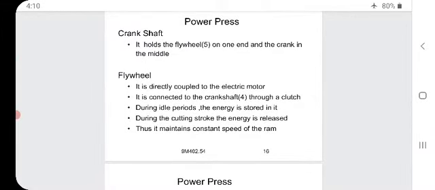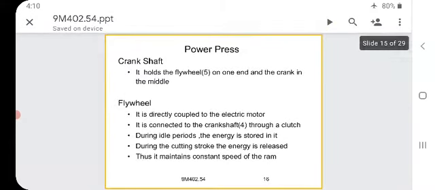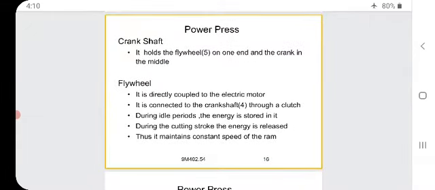Flywheel. It is directly coupled to the electric motor. In this, the flywheel is directly attached to the electric motor. It is connected to the crankshaft through a clutch. During the idle periods, the energy is stored in it. So the main function of the flywheel is to store the energy.